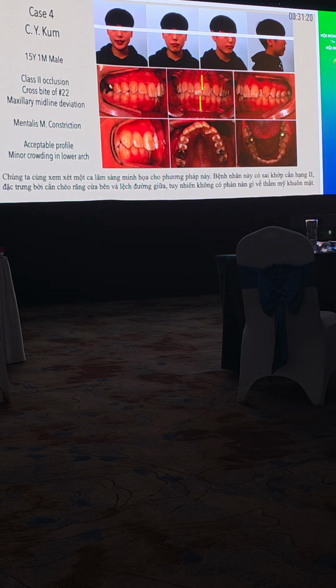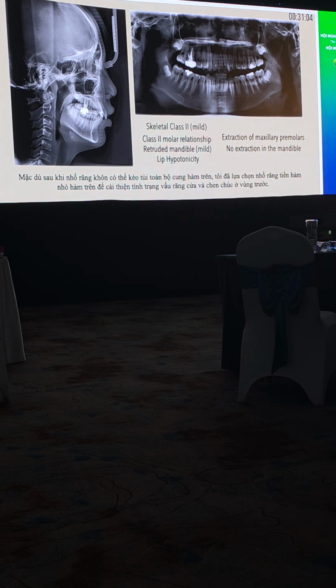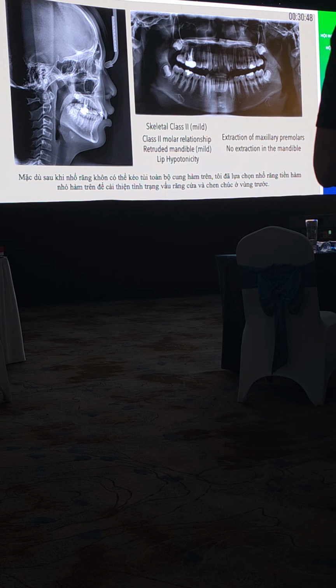exemplifies this approach. This patient presents with class 2 malocclusion characterized by a retroincisor crossbite and midline displacement. Yet the patient reports no concern regarding facial aesthetics. While it is possible to move the entire maxillary arch backward following the extraction of the molars, I opted to extract the maxillary premolars to facilitate improvement of the maxillary incisor protrusion and crowding.